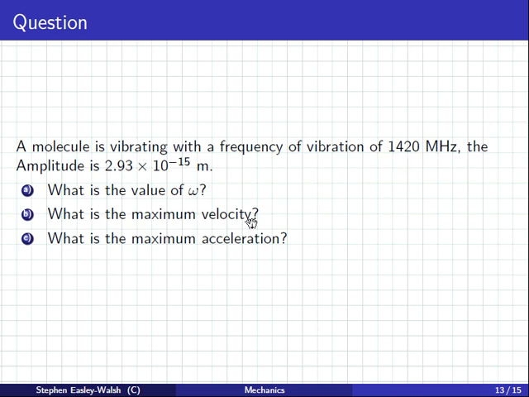Alright, well let's try this again then. What's the maximum velocity? 8.92 times 10 to the 9. That's the angular frequency I told you. Oh, okay. What's the maximum velocity? 2.61 times 10 to the negative 5. Did you get that? What did you get for maximum velocity?